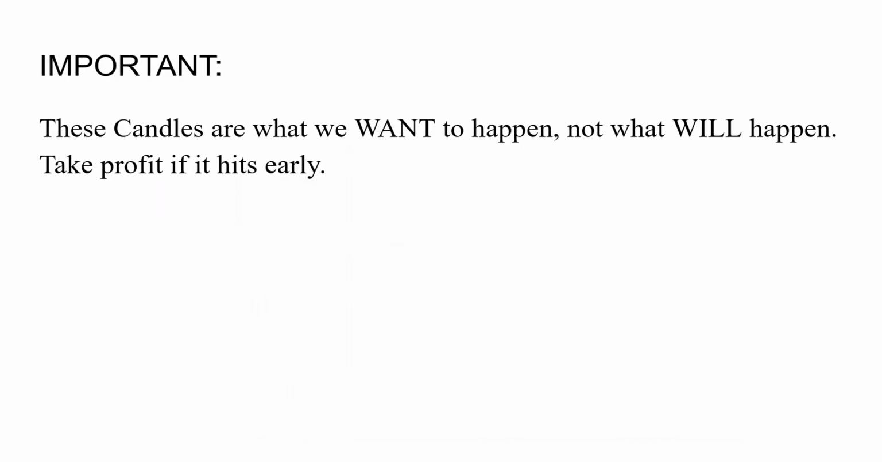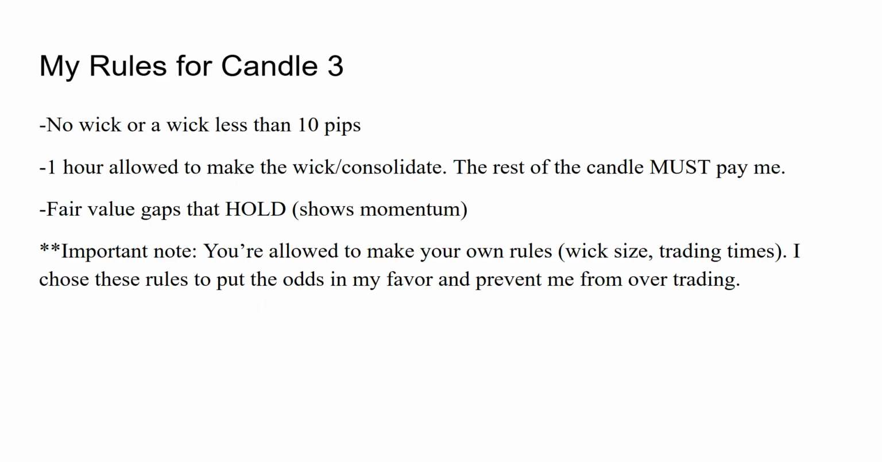So we're going to look for common identifiers. Here are my rules for the third candle in the Candle Range Theory. Number one, from the candle's open, the wick cannot be more than 10 pips. That's my rule. If price goes above the open of the candle more than 10 pips, I'm not interested. That's how I get rid of pairs that may not work out. I hope that makes sense.